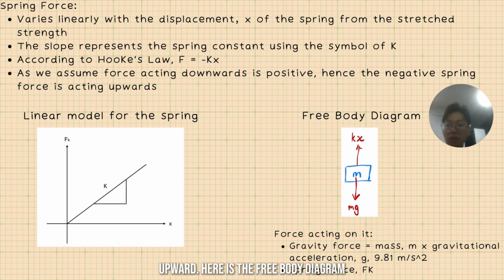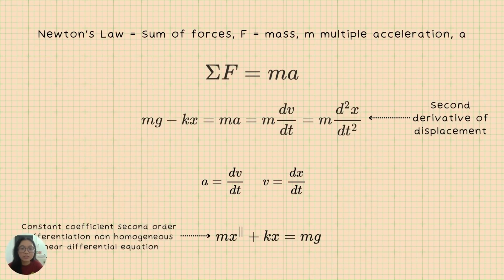Here is the free body diagram with the labeling of every force acting on it, including the gravity force and the spring force. Next, Newton's law shows that the sum of forces is equal to mass times acceleration. Therefore, we include all the forces we mentioned just now, but acceleration is determined using the second derivative of displacement. Next, the equation is rearranged and written as mx double prime plus kx equals mg.